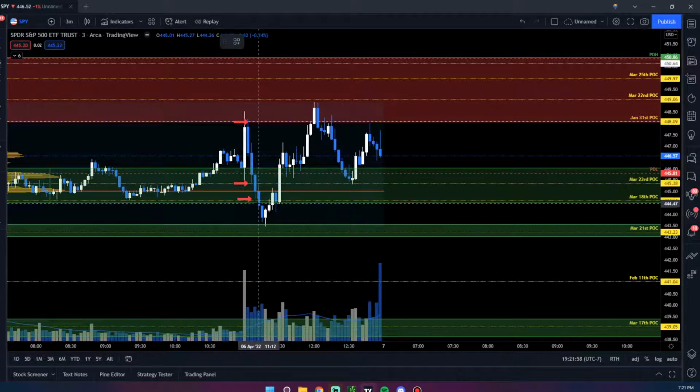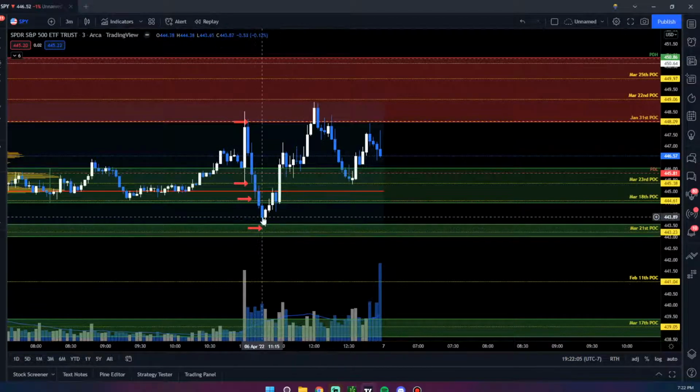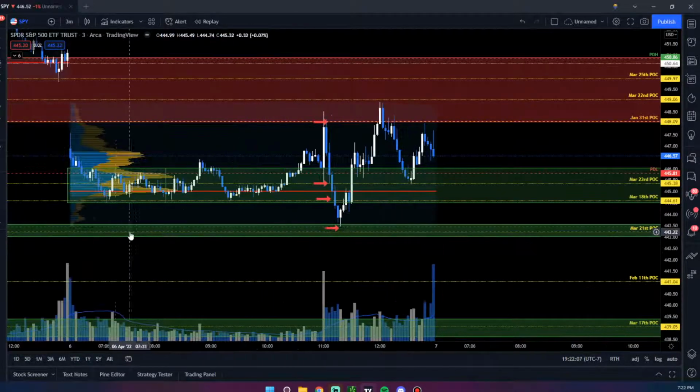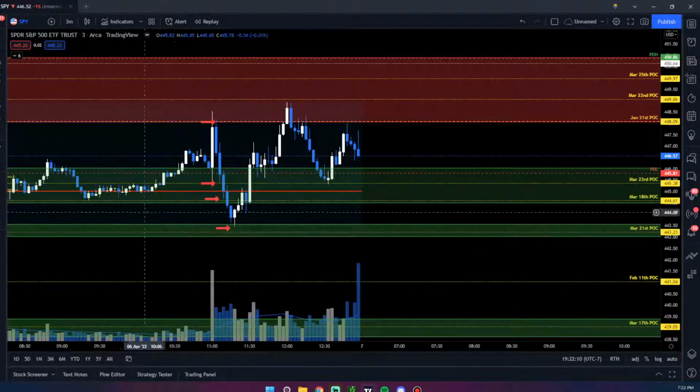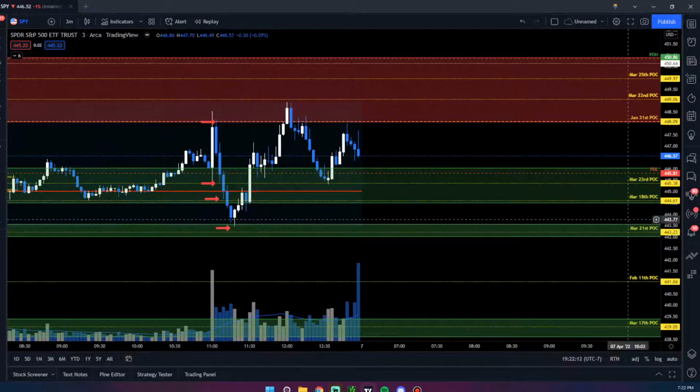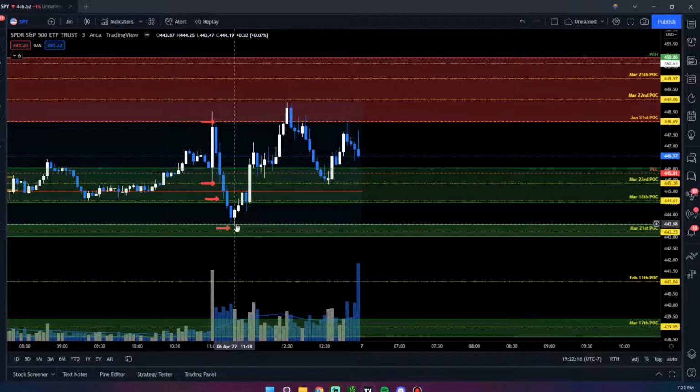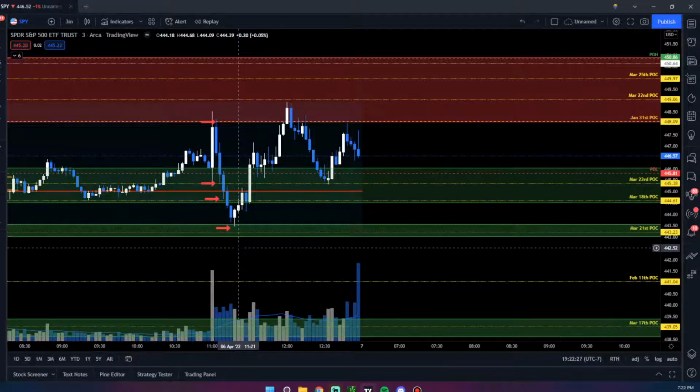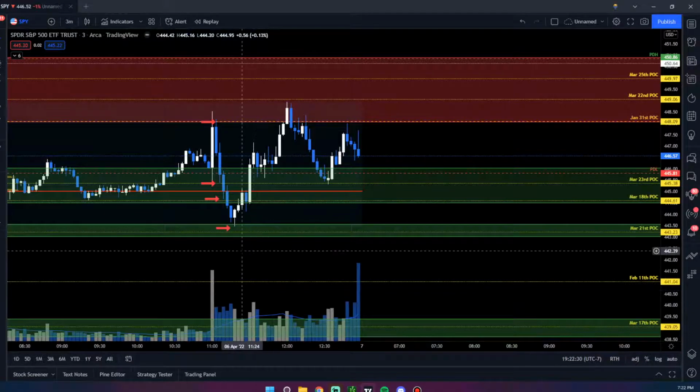And once we break out of this box here, we go all the way down almost to the March 21st POC. But again, I'm not expecting it to touch the POC to the penny. That's why I have these boxes. This is going to be my volume shelf for that March 21st POC. So I am expecting a bounce when we come to the box. If not, I'm looking for a bounce when we hit the POC. If not, I'm looking for a bounce when we hit the bottom of the volume shelf. If it breaks through all three, I'll continue the puts down.